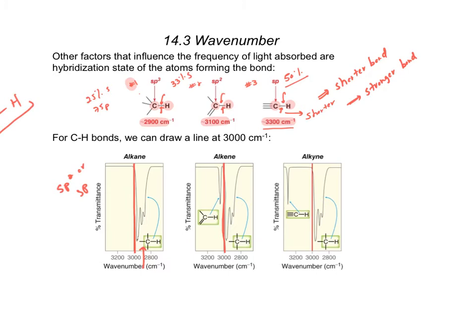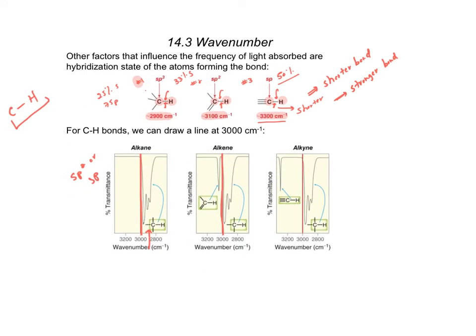Wait, what? Okay, so again, we're trying to figure out what type of functional groups are present in our molecule, okay? One way to use this carbon-hydrogen information is to draw a line at 3,000. If nothing is to the left of that, then there is no sp2 hybridized or sp hybridized carbon-hydrogen bond. If you do get a signal at 3,100, that tells you there is an sp2 hybridized carbon-hydrogen bond, and if you get a signal at 3,300, that tells you it's an sp hybridized carbon-hydrogen.